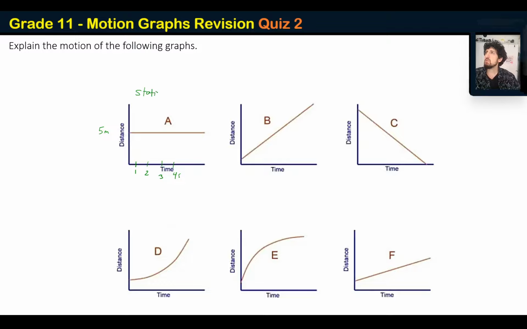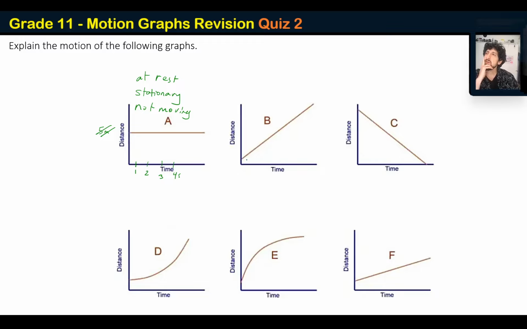Stationary means it's not moving. You can say stationary, not moving, stopped, at rest. Those are all correct. So if you say stationary, at rest, not moving, or just stopped at 5 meters, that's fine. And if it doesn't have an actual distance, you can just say the object is not moving at a certain distance. So that's that one. What about this one here?